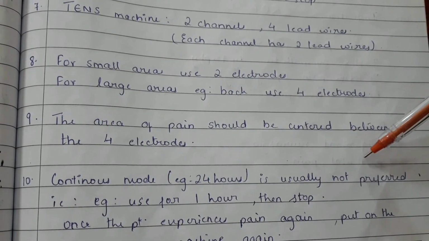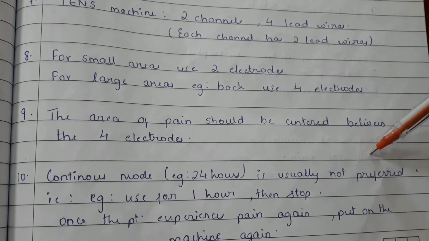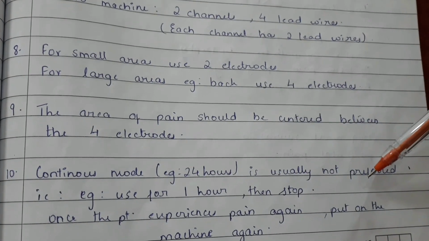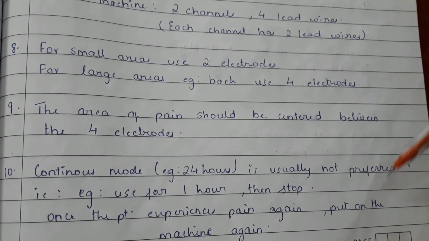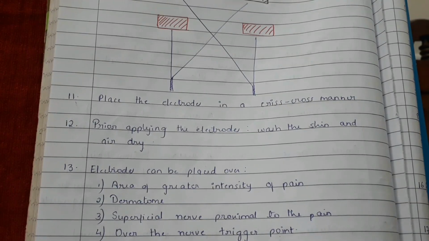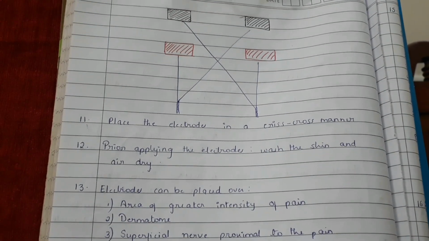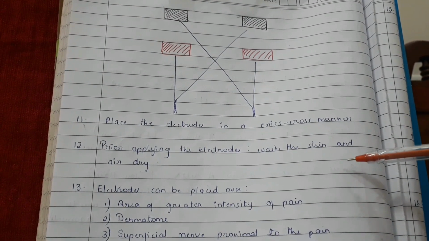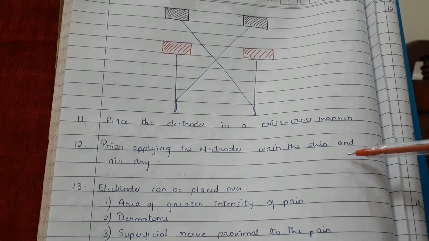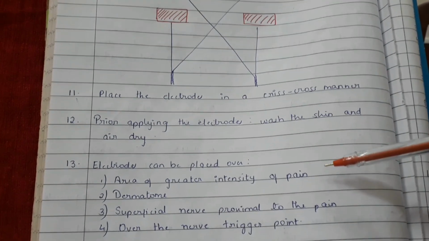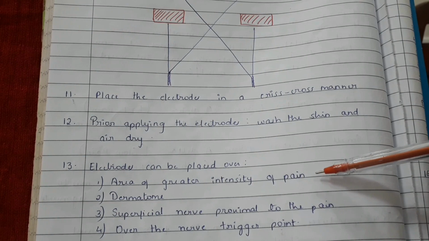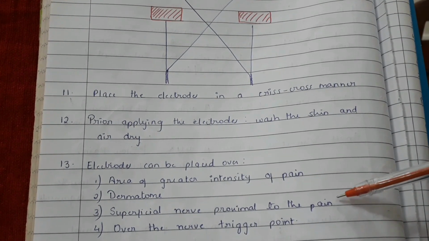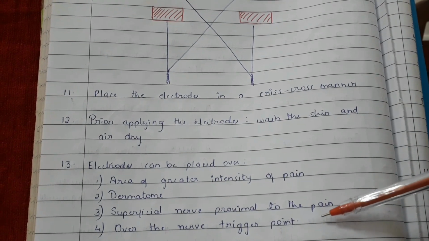Applying TENS continuously, like for 24 hours, is usually not preferred. That is, use for 1 hour, then stop. Once the patient experiences pain once again, put on the machine again. You need to place the electrodes in a crisscross manner. Prior to applying the electrodes, wash the skin and air dry the skin. The electrodes can be placed over the area of greater intensity of pain, or the dermatomes, or superficial nerve proximal to the pain, or over the nerve trigger point.